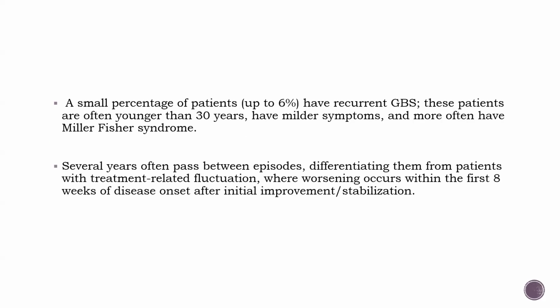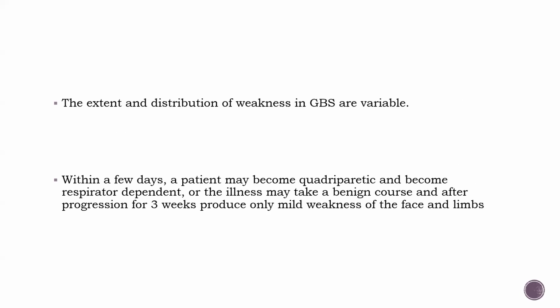A small percentage of patients, up to 6%, have recurrent GBS, and these patients are often younger than 30 years, have milder symptoms, and more often have Miller-Fisher syndrome. Several years often pass between the episodes, differentiating them from patients with treatment-related fluctuation, where worsening occurs within the first 8 weeks of disease onset after initial improvement and stabilization.